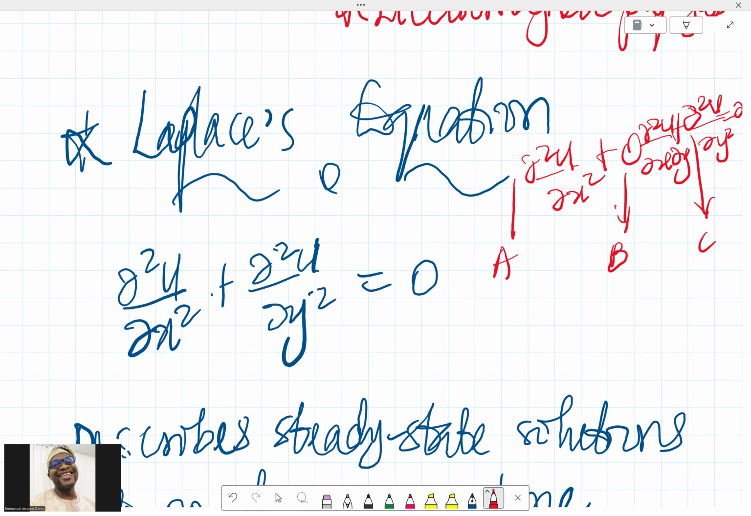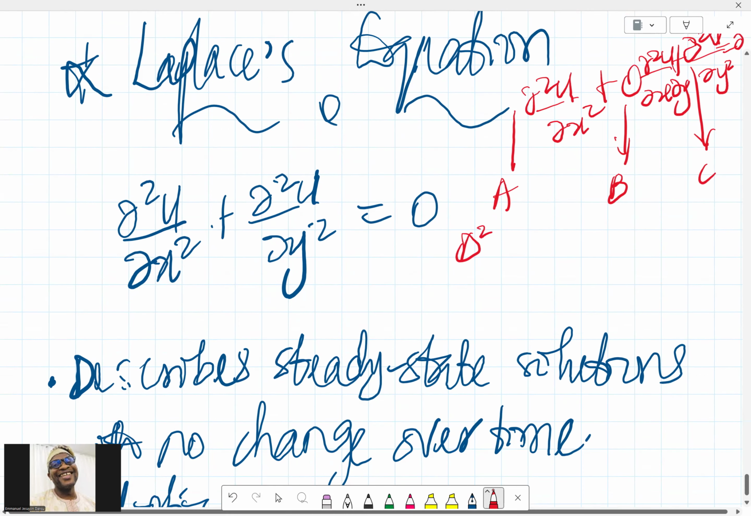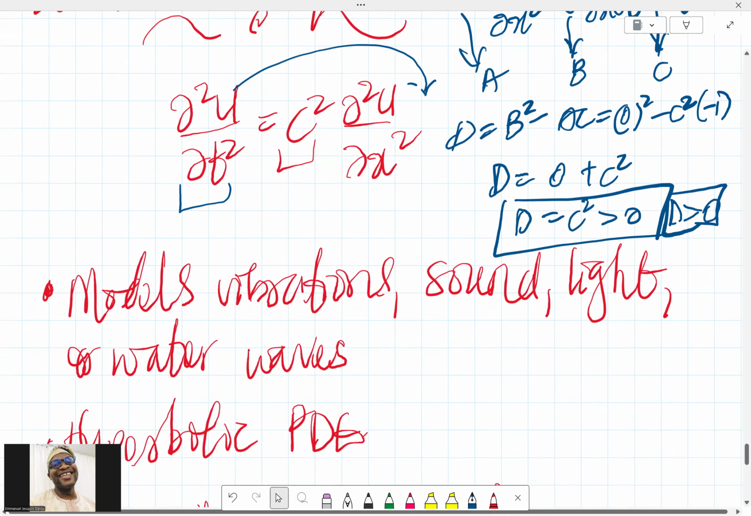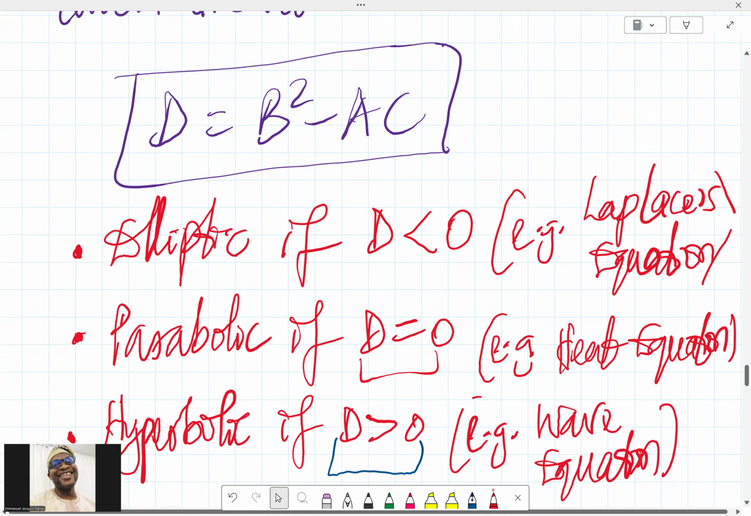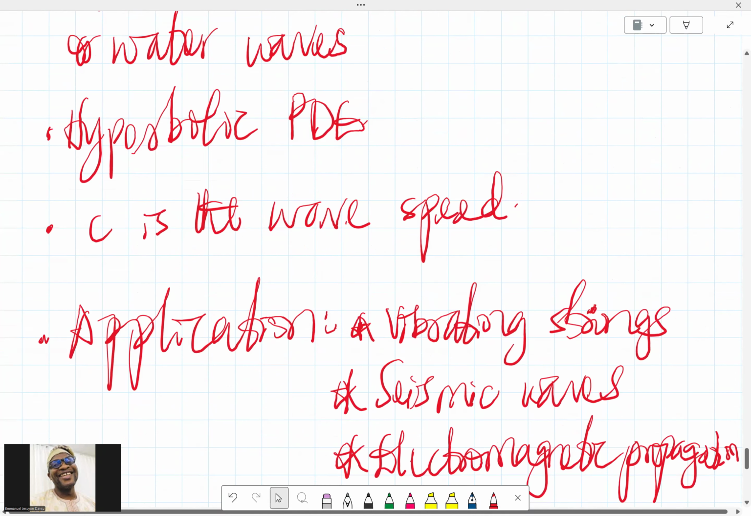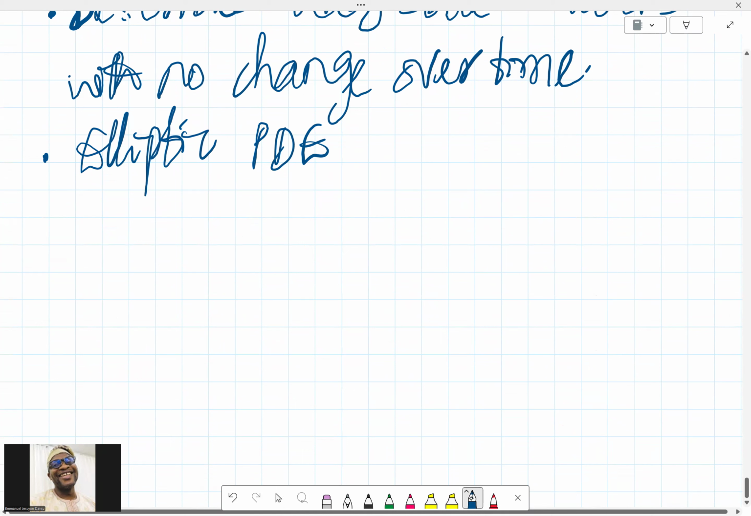Because the coefficient is just 1. So we now have the discriminant d equals b squared minus ac, not 4ac, please. So b squared, that's 0 squared minus a is 1, c is also 1. So we have d to be 0 minus 1, which is minus 1. So d is less than 0. And when d is less than 0, that is automatically elliptic in nature. So elliptic, d is less than 0. It means that a Laplace equation is elliptic. So we go on to talk about other things as far as Laplace equation is concerned.